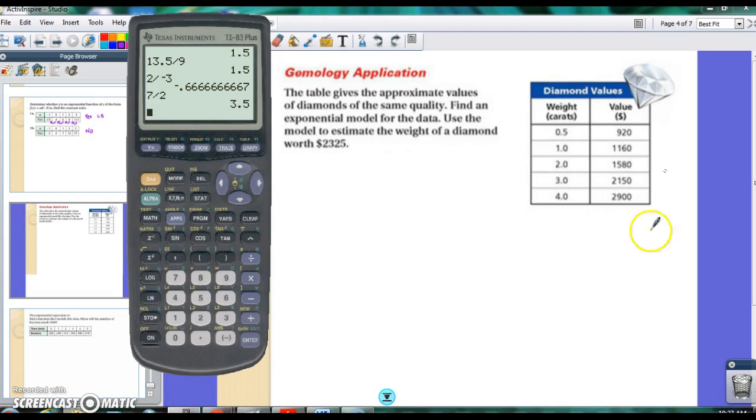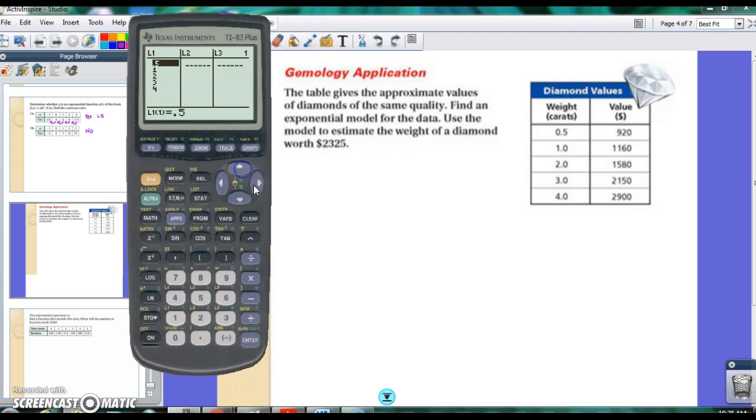Okay, so we're given a table and it's talking about approximate values of diamonds of the same quality. And it says find an exponential model for the data. Okay, so the first thing we have to do is put all of this data in our calculator. This part is nothing new. You click the stat button, that's 2 over from alpha, and you're going to press enter on edit. Okay, and in L1, you're going to put this left-hand column. So 0.5, 1, 2, 3, and 4.